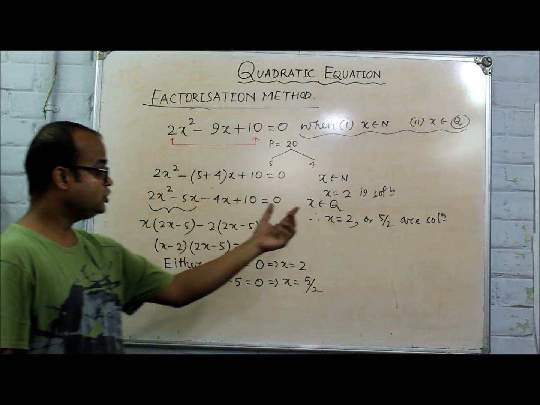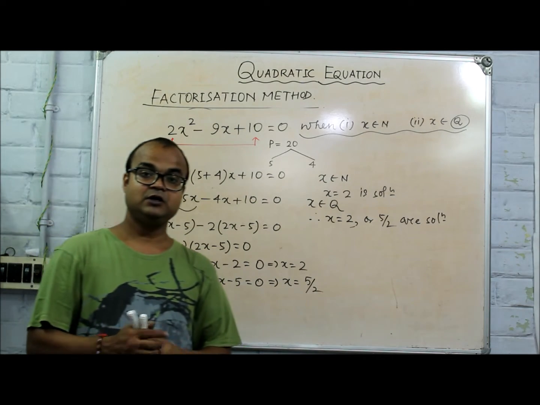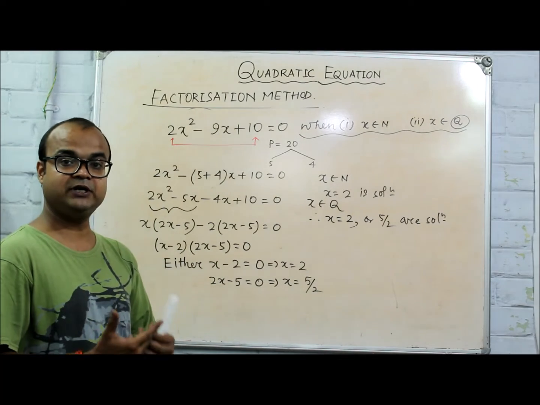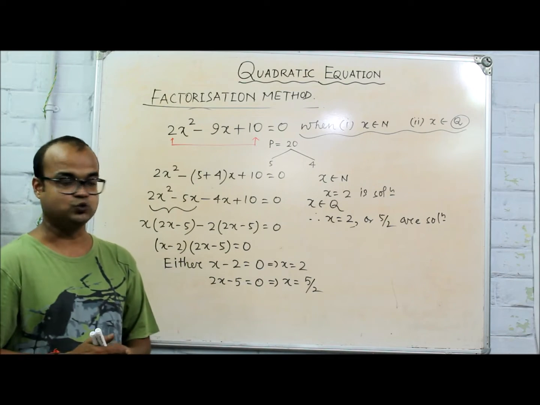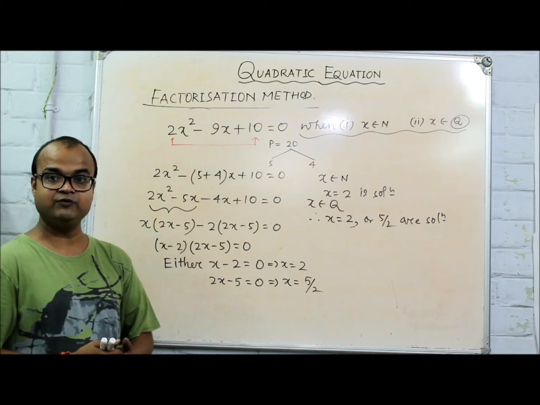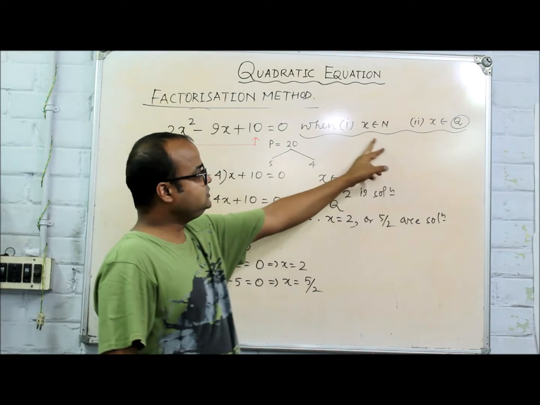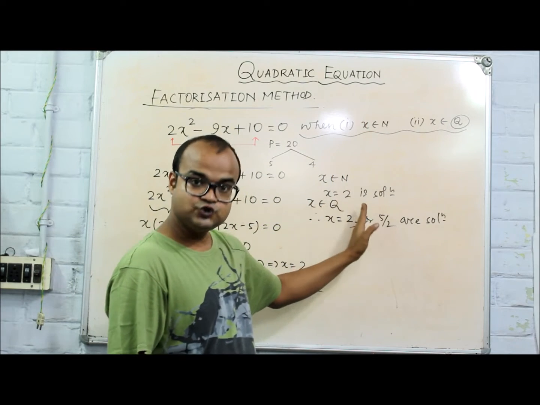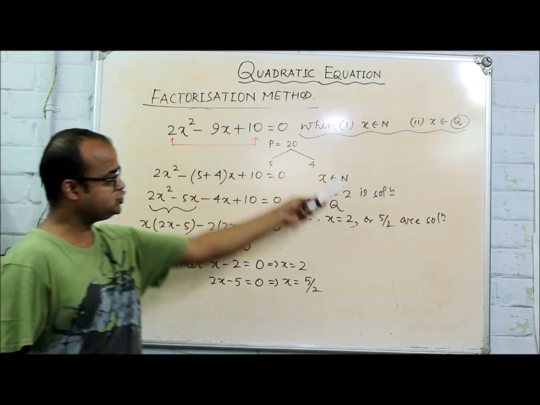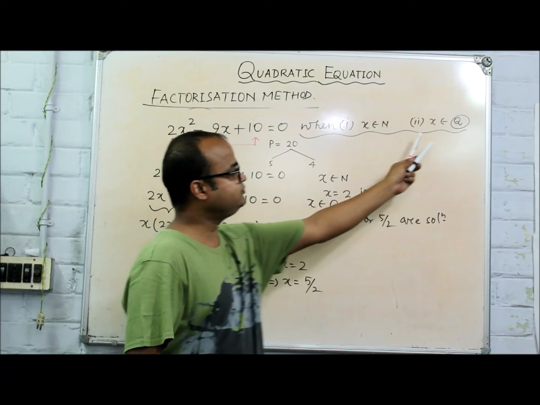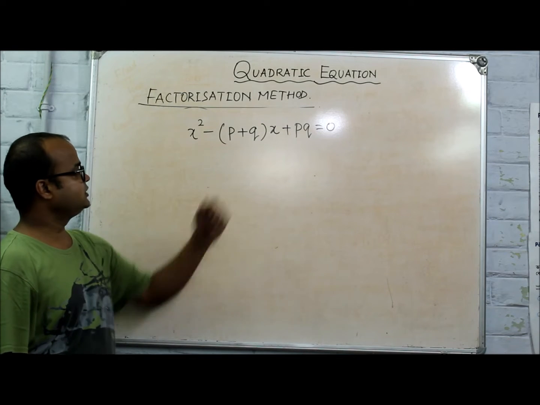X belongs to q means rational number. 2 is a rational number because 2 can be written as 2 by 1. You already know the rational number definition: any number which can be expressed in the form of p by q. So 2 can be written as 2 by 1, and 5 by 2 is already a rational number. So depending on the given set, we select the solution which satisfies the given set. If x belongs to n, we'll take x is equal to 2. When x belongs to q, we'll take both the solutions. Clear? Let us discuss another problem.